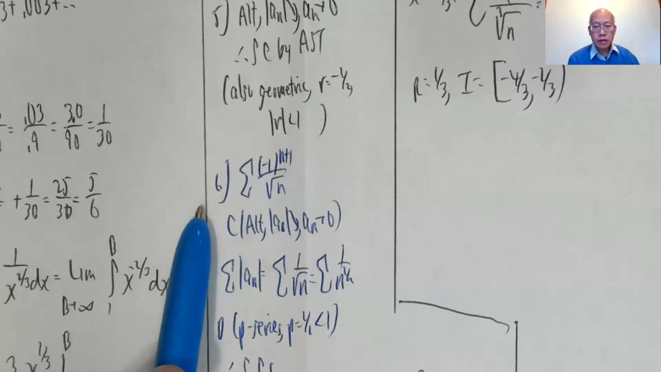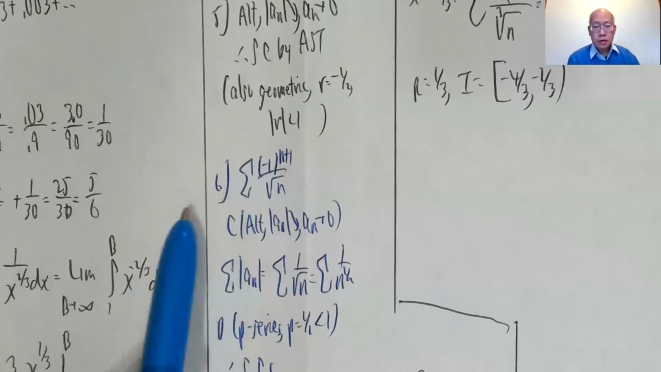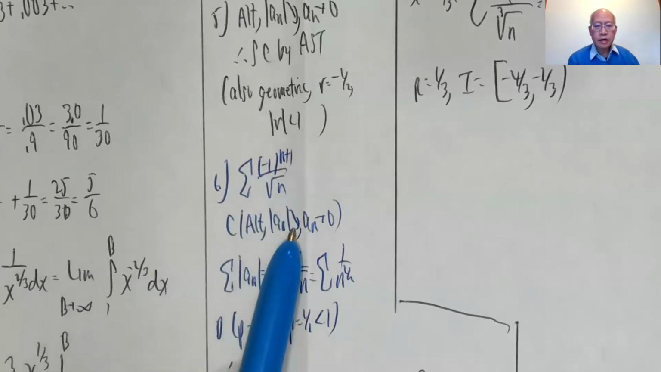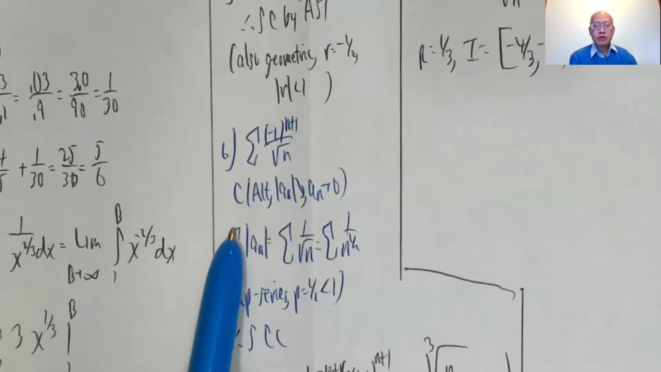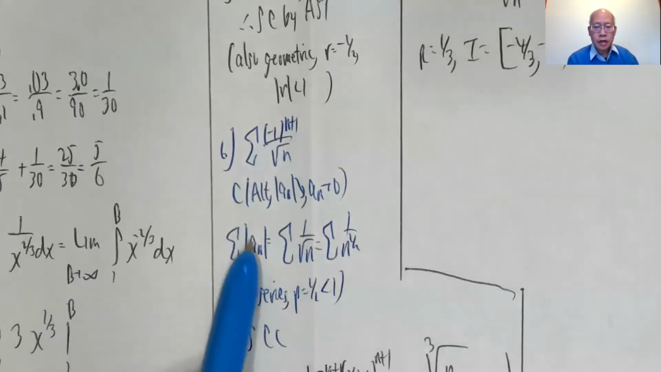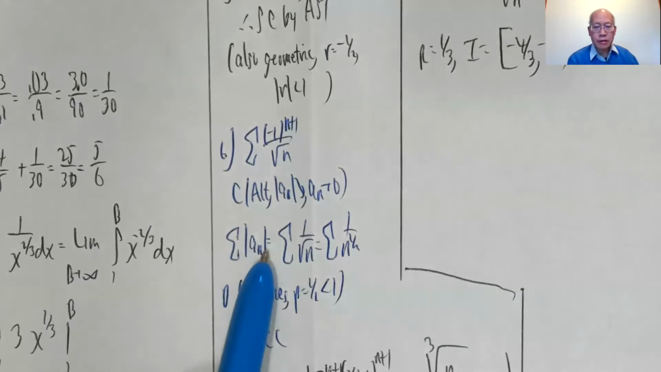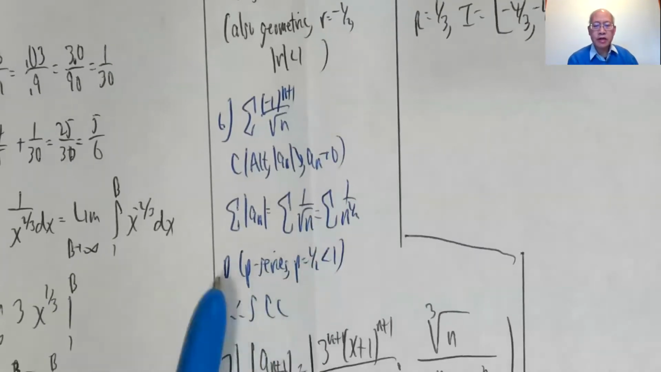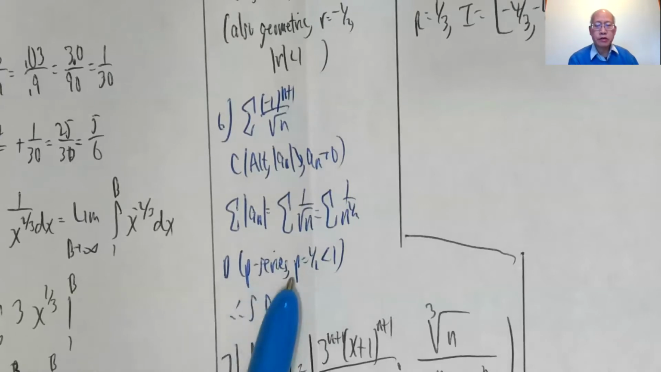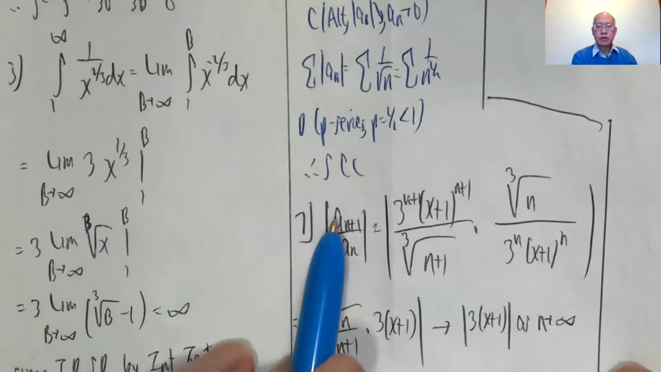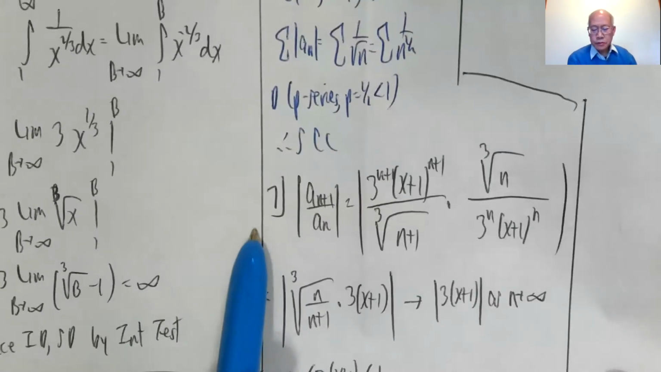Number 6, the series converges. It's alternating. Terms decrease in absolute value and approach 0. But if I take the absolute value of all the terms, which means make the -1 stuff just 1, the summation of the absolute value of a sub n is the summation of 1 over radical n, which is the summation of 1 over n to the half. That's a divergent p-series where p is a half, and p is less than 1. So therefore, the series conditionally converges.